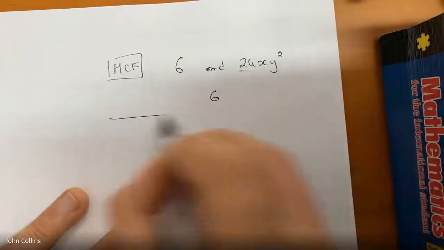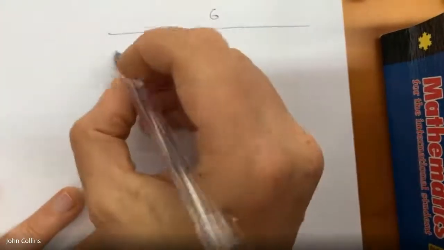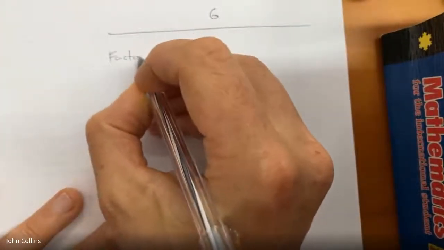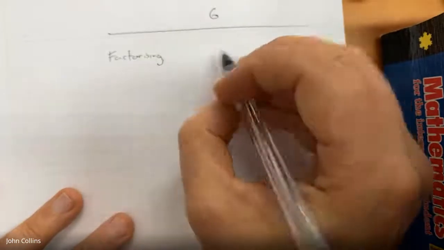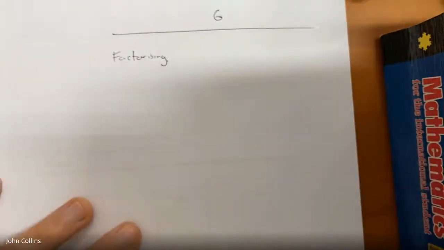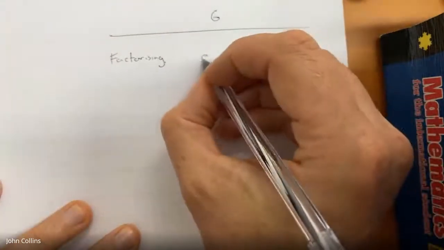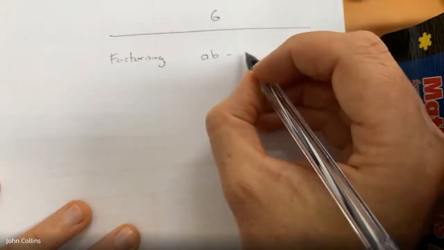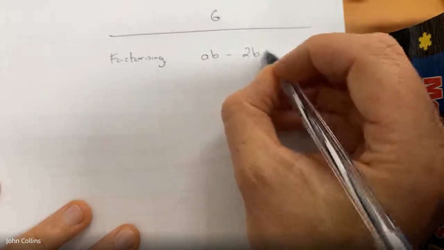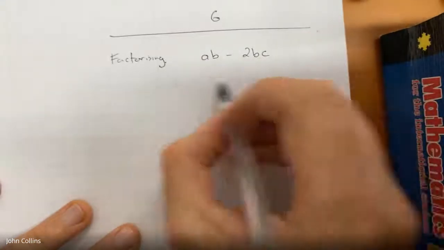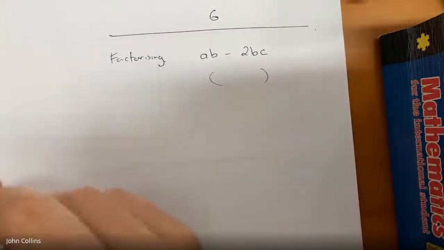All right, type in the chat now the answer if I want to factorize. So that's using the brackets this time. It was a bit of an unusual question. Let's do ab minus 2bc, and I want you to factorize that. So I want your answer with a bracket in it.